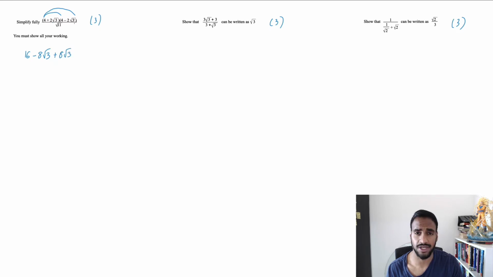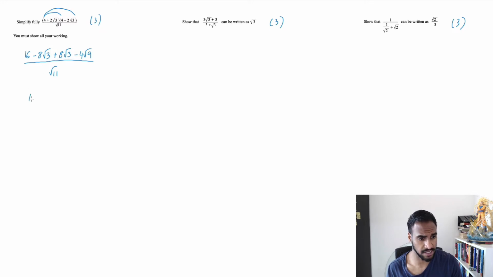And then 2 root 3 times minus 2 root 3. You're going to do 2 times minus 2, which is minus 4. Root 3 times root 3 is root 9. We'll simplify this in the next stage, over root 11. Now, minus 8 root 3 plus 8 root 3 cancels out. So that gives you 0. So we don't need to worry about that.